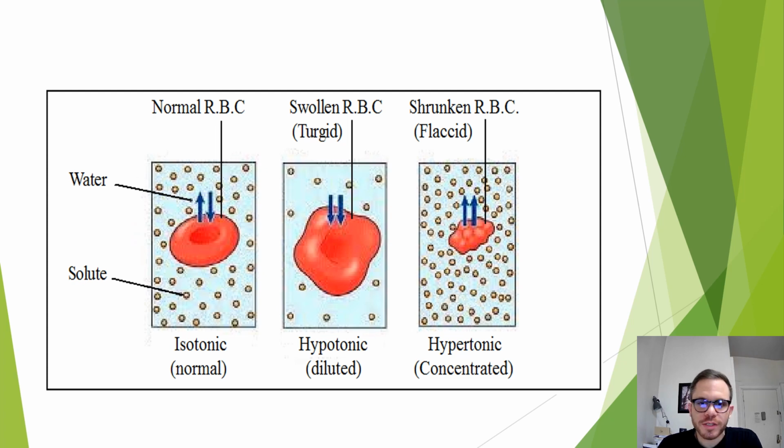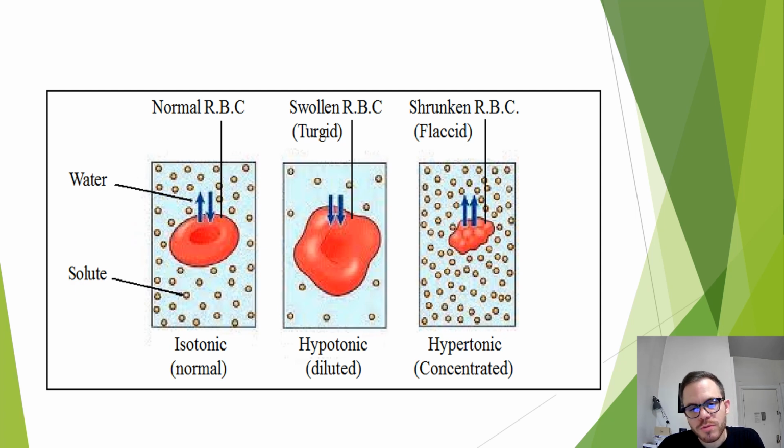In this picture, we can see the three types of osmotic solutions. We see in the first picture an isotonic solution where the concentration is the same outside and inside the cell. We see a normal cell right here. We are looking at a red blood cell.